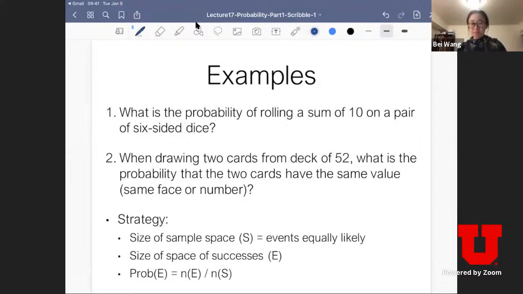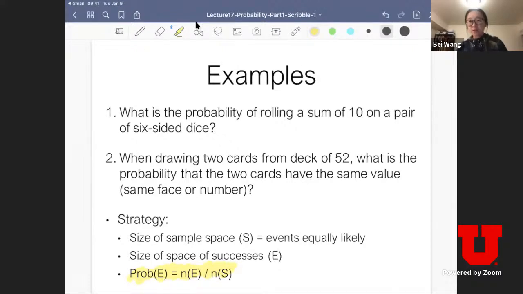The strategy in both problems is first figure out what is the size of the sample space, so what is n of S? And what is the size of the space of successful outcomes, which is n of E? And again, the probability of the successful outcome is the size of the space of successes divided by the size of the sample space.